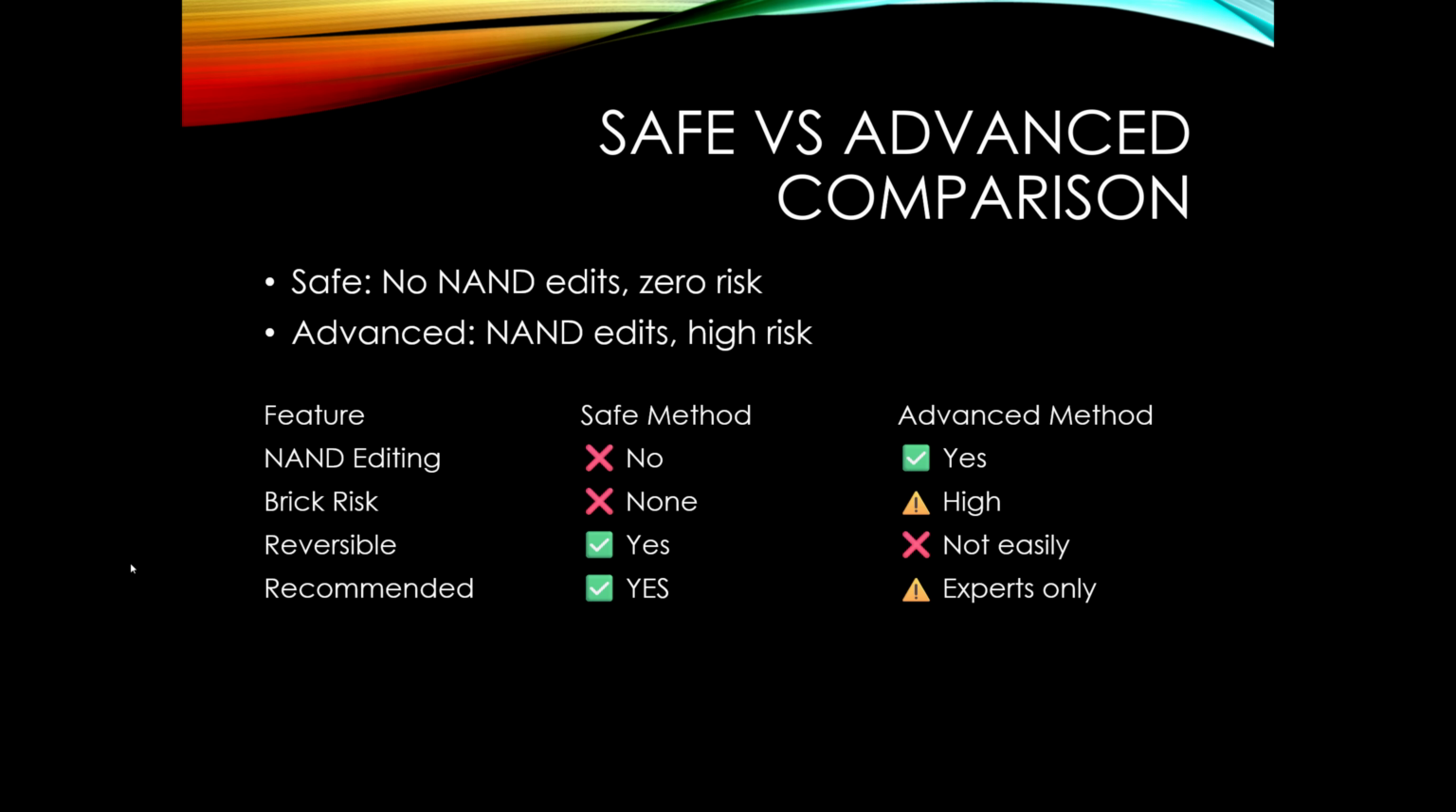So now in comparing the different methods between the safe and the advanced, we can say the safe method requires no NAND editing and has zero risk of breaking, whereas the advanced method requires you to remove that one file. So it requires NAND editing and it has high risk. And you can see the different features between the safe method and the advanced method. What method you choose is what you're comfortable with and what tools you have available to you in case something goes wrong.